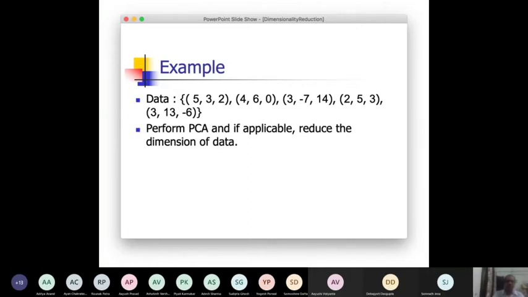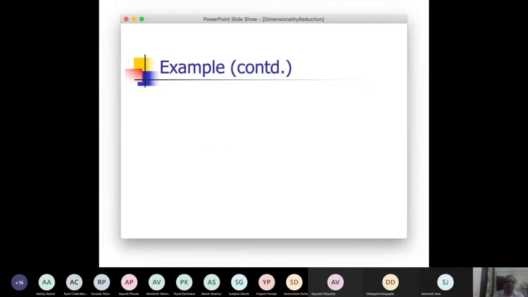So your objective is to do the principal component analysis and find out whether it is possible to reduce the dimension. As you know, we are trying to retain the variances of the data, the total variance of the data, as much as possible while reducing the dimension.